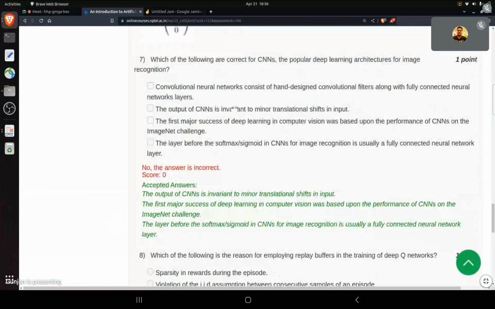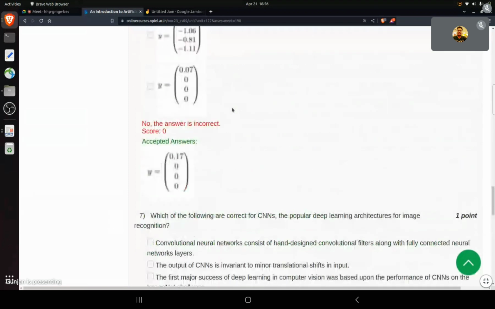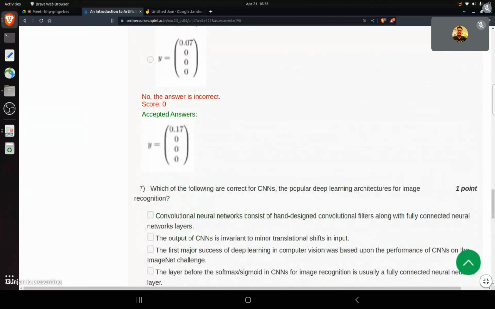Which of the following are correct for CNNs? A convolutional neural network consists of hand-designed convolutional filters along with fully connected neural network layers. Hand designed they are not. No, they are not hand designed. They are parameterized and let the neural network learn them. Nothing is hand designed. We only give the structure. The architecture is hand designed. I was about to come to that. The weights of the filters are learned, but the dimension of the filters is something that you have to give yourself.